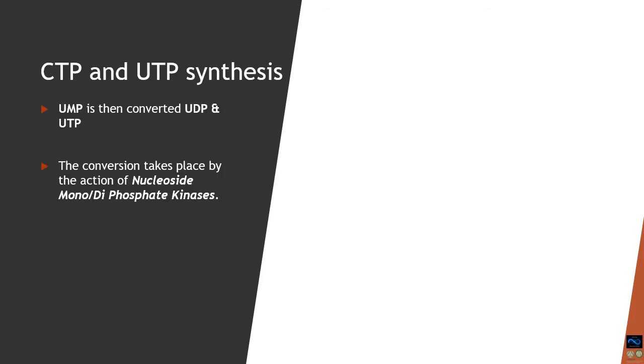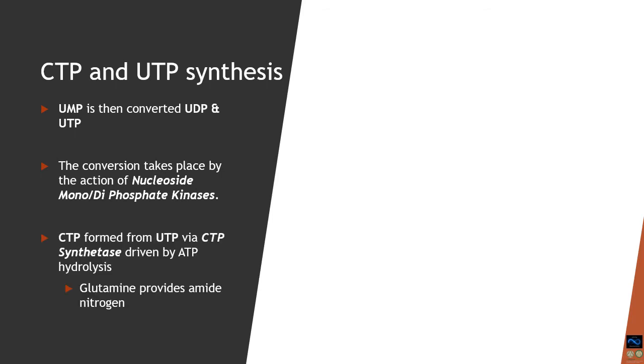The uridine which we just synthesized, UMP, is then converted to UDP and UTP. We know that the monophosphates get converted into diphosphates or triphosphates with the help of kinases. We have covered it in the previous lecture. You can see in the previous lecture how they get converted. And then CTP can also be formed from the UTP, which we just converted with the help of kinases.